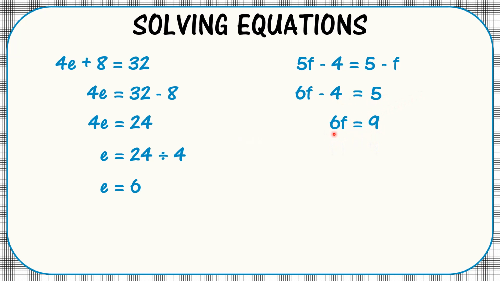Now we want to get rid of this 6. 6f means 6 times f. So the opposite of timesing by 6, when you take it to the other side, it becomes divide. f is equal to 9 divided by 6. Therefore, f is equal to 1.5. Not in every example will it be a whole number. So sometimes you can leave it in this format where it's a division sign.